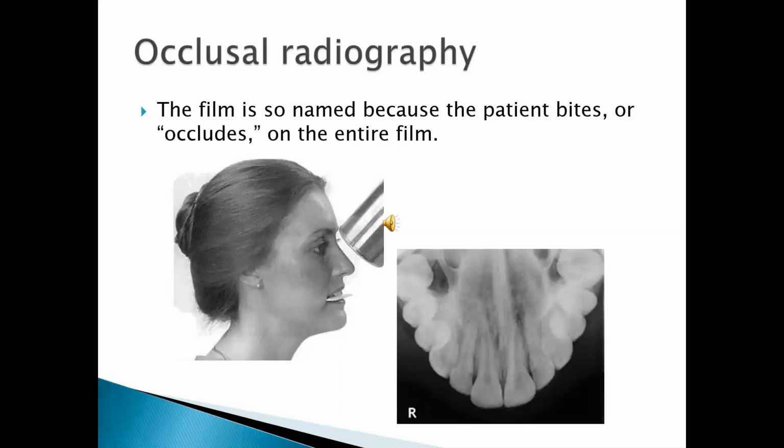Now here we have got two images. In fact, first one shows you how the occlusal film is placed. In fact, the patient actually bites on the film. Okay? And the cone comes from the top region, like a maxillary incisor X-ray. So, because the patient is occluding on the film, the name of the film is occlusal film. Like bitewing, it has got its name because the patient actually tends to bite on the film.